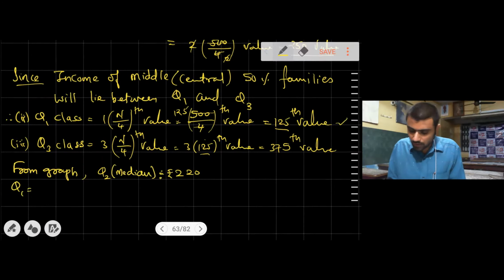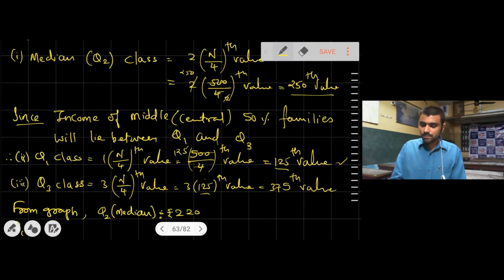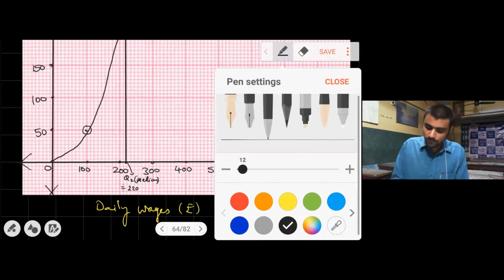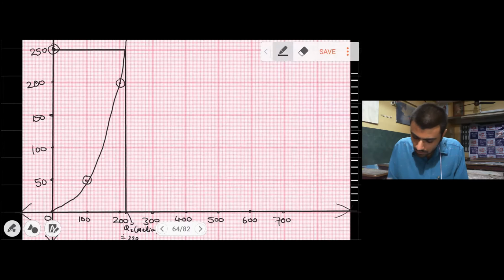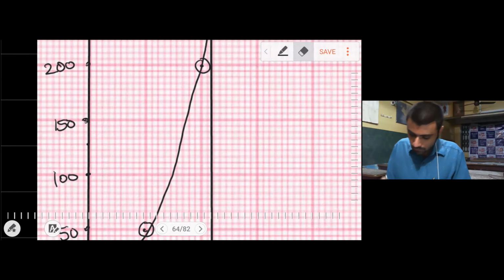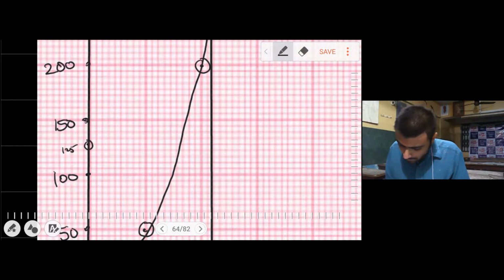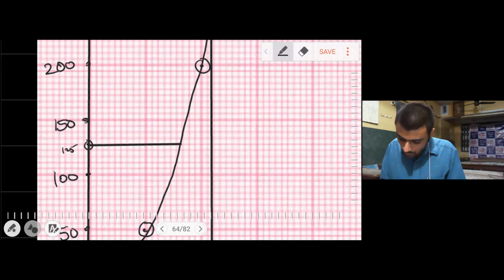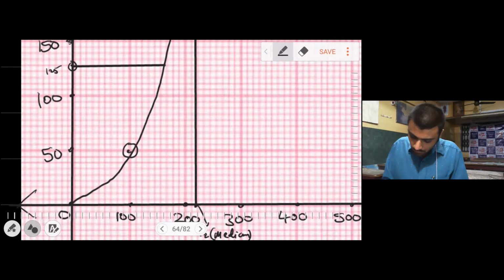So first of all, for the Q1 class, we got that 125th value. So please locate that 125th value. The 125th is going to come between 100 and 150. That is this one. So this is our 125, you can say, and from this you draw a straight line to that curve, and from this particular point you draw a straight line to the x-axis.